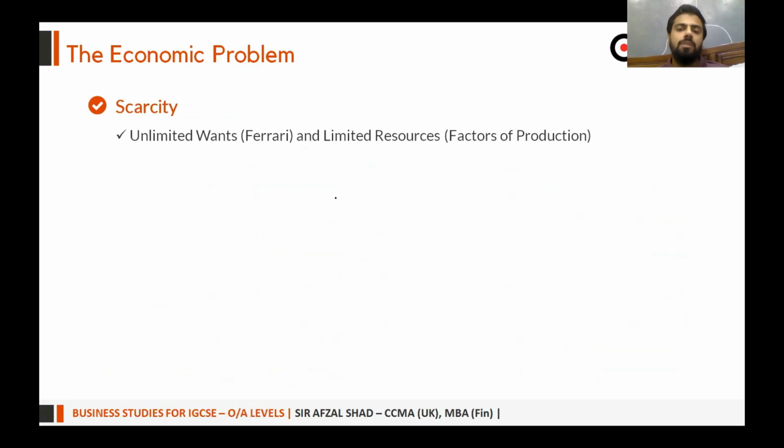So unlimited wants, initially we talked about the Ferrari, that everyone wanted that Ferrari. So this was an unlimited want by unlimited people, but there were limited resources available for manufacturing that Ferrari, and these resources can be called factors of production. So actually, scarcity is unlimited wants versus limited resources. We have very limited resources on earth, but unlimited wants by the people. We have to balance this, and this balancing effect is called scarcity.